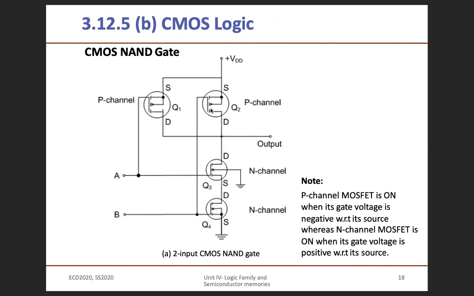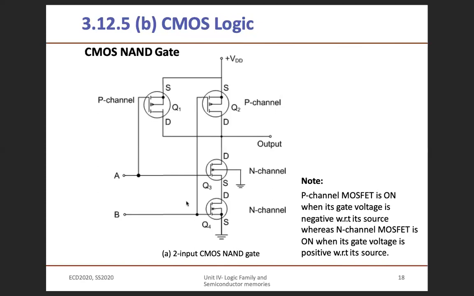Again, B equal to 0 is going to Q2, so this is turned on. This one and this one are turned on because we are giving 0 volt. So your output is 1. It will take from VDD because this output is disconnected from ground, because transistors Q3 and Q4 are turned off because of 0 volt.